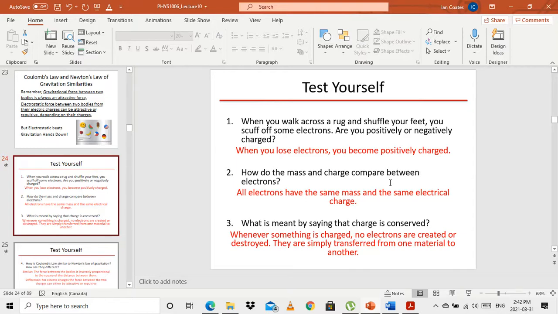Well, if you're sloughing off electrons, that means you've lost some negative, so now you are positively charged. How do the mass and charge compare between electrons? Nada. There is no mass change. They're all the same charge, 1.6 times 10 to the negative 19, I think that's what it is. Okay, so there is no difference.